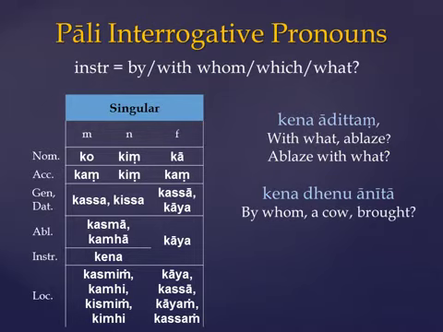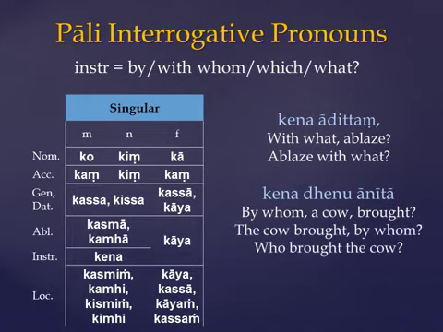In this example, denu, a cow, is a female nominative, while kena is masculine, so we know that the question isn't directly about the cow, but by whom was the cow brought, or who brought the cow.